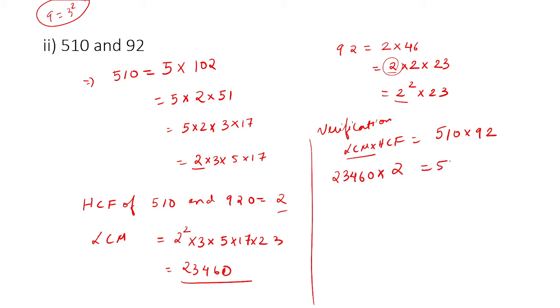Okay, so let us check if 23,460 into 2 is equal to 510 into 92. So we're getting this as 46,920. Now let's just check for 510 into 92, which is also the same thing, 46,920. So we're done with the verification. This way we know that our answer is correct. All right, next question, we have this.